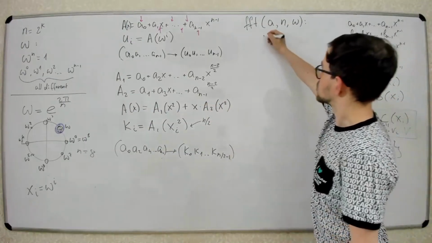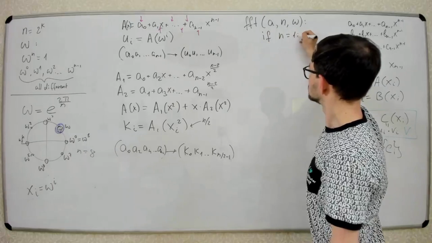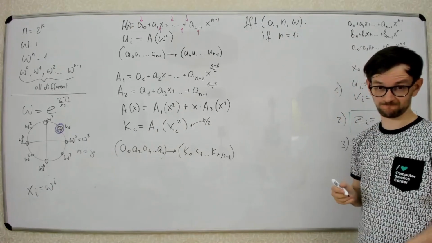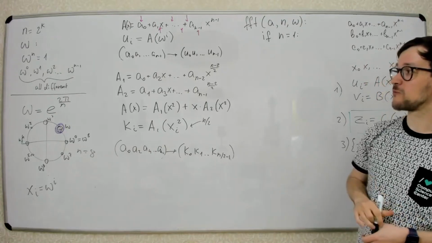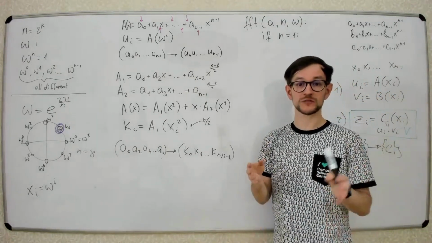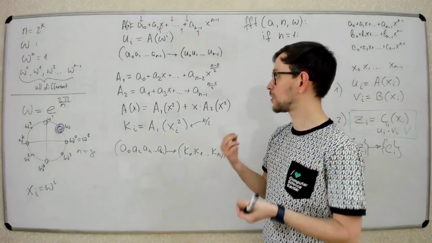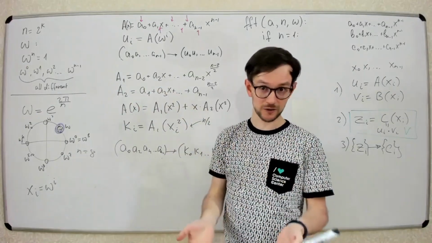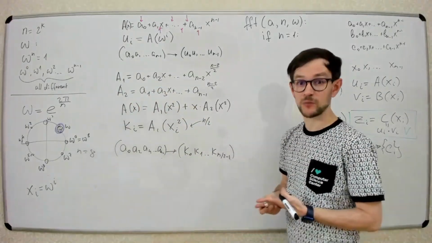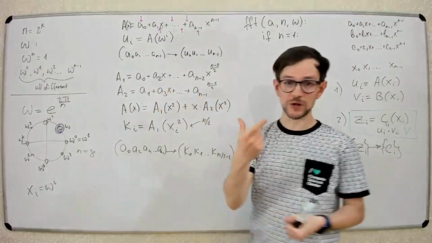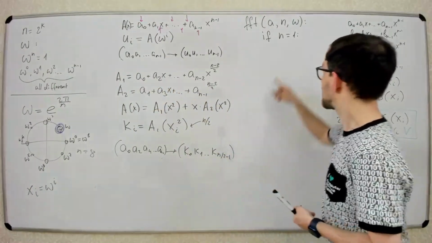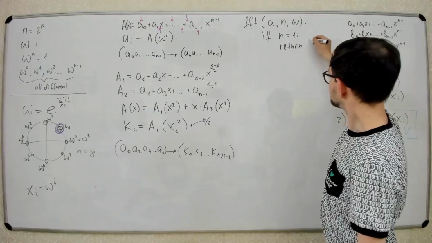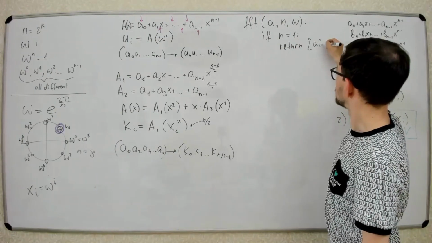So if n equals 1, what do you do? If I have a polynomial of size 1, it is a very simple thing. A polynomial of size 1 is just this single coefficient. So what is the value of this polynomial? Actually, the value is the same for every point, since it's just a constant. So if n equals 1, then we just return the single value, which is the value of the polynomial.